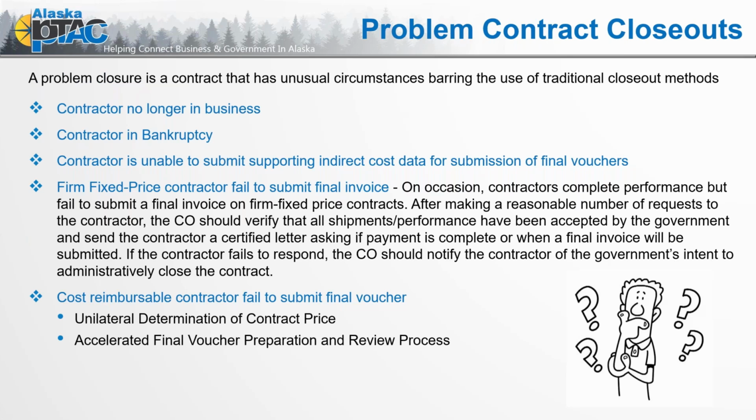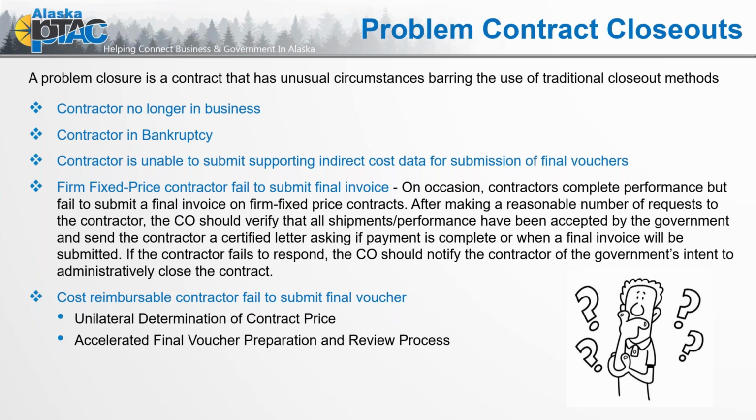Problem contract closeout. This is an interesting one, and we spend a lot of time on this in management concepts as well. I just wanted to pull this to your attention from a business perspective, because for a contracting officer, what do they do to close out a file if the contractor is no longer in business or has entered into bankruptcy? There are actual steps, and each agency has guidance on what to do if they're dealing with a contractor that's entering into bankruptcy.